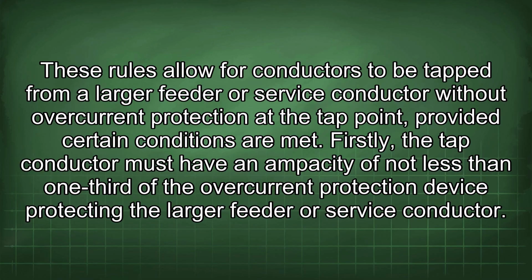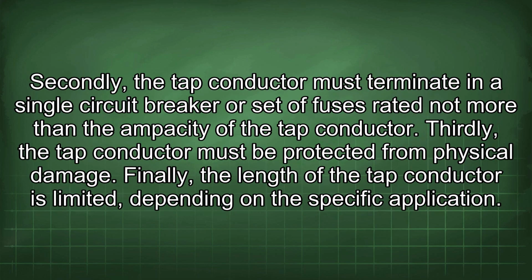Firstly, the tap conductor must have an ampacity of not less than 1/3 of the overcurrent protection device protecting the larger feeder or service conductor. Secondly, the tap conductor must terminate in a single circuit breaker or set of fuses rated not more than the ampacity of the tap conductor. Thirdly, the tap conductor must be protected from physical damage. Finally, the length of the tap conductor is limited depending on the specific application.